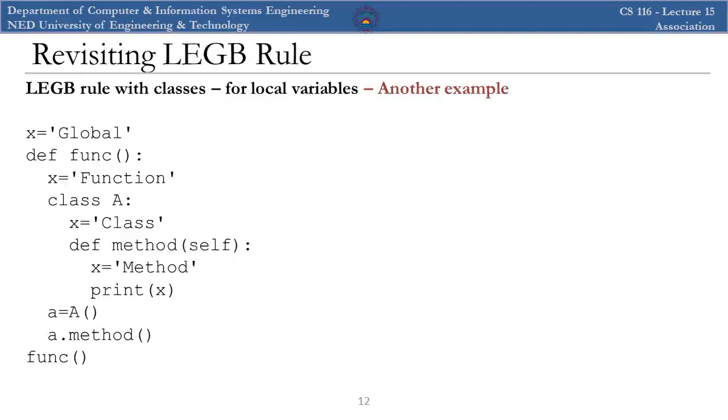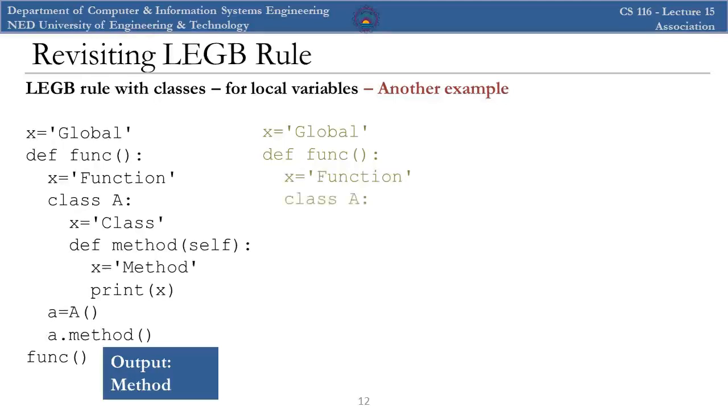So when this function is called, this class A will be defined, its instance will be instantiated, and then this method will be called. When this method is called, it will try to print x, and this x will be fetched from the local namespace of the method, right? So method should be printed. Here it is.